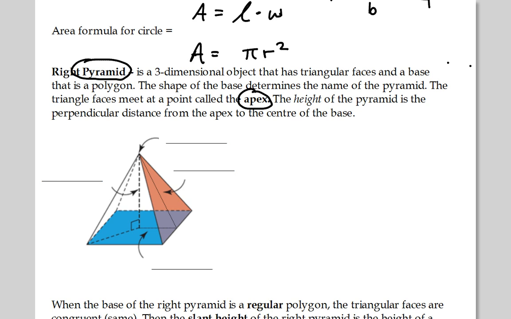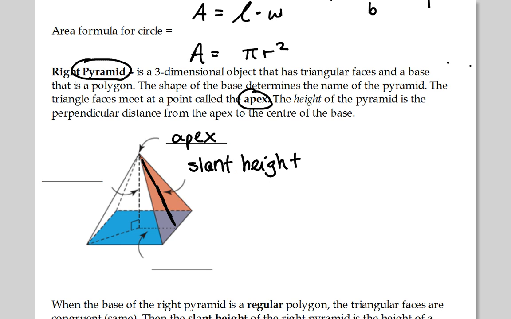Okay? So let's label this stuff. Here at the top, you have apex. This guy here on the right, this one here, we're going to call that one the slant height. Because, of course, it's on a slant.